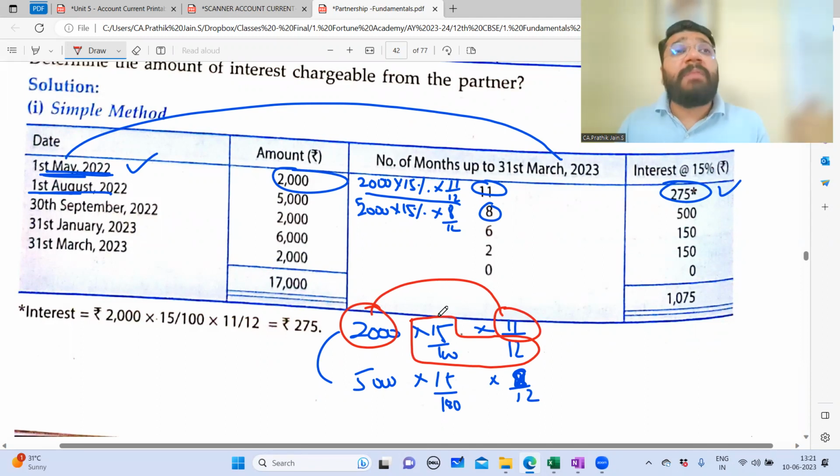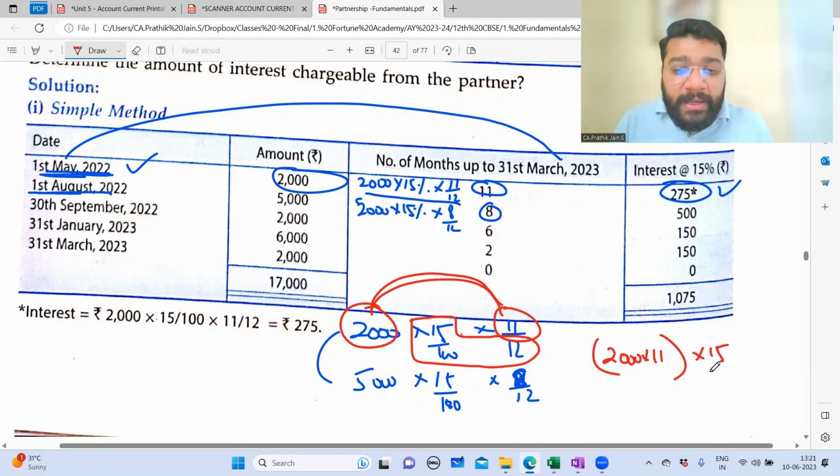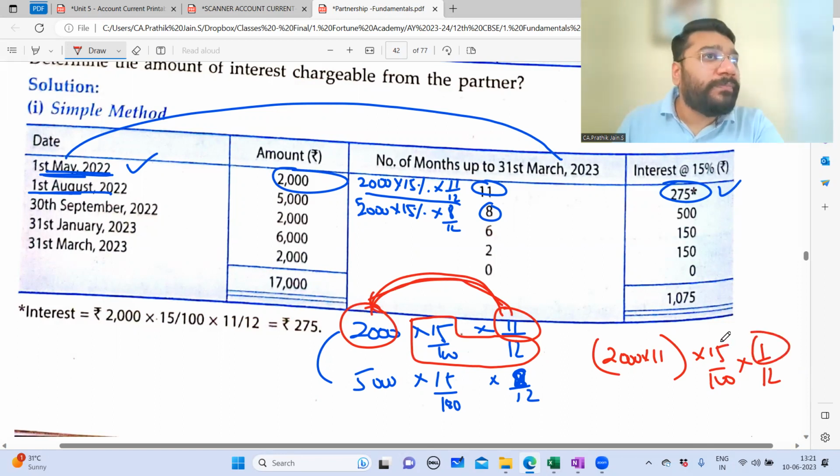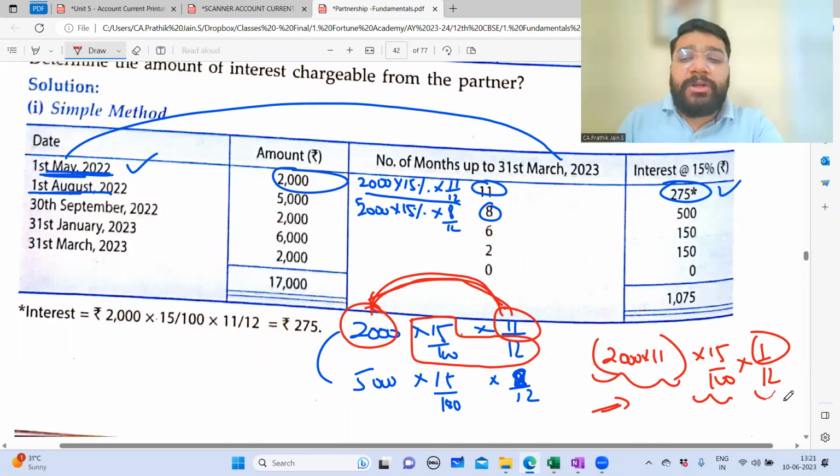That is the reason some experts came out with the concept of product method. In product method, what they did, this 2,000 and 11, they multiplied. So 2,000 into 11 when you multiply, now what is the revised formula? Into 15 by 100 into 1 by 12. So when you take this 11 to this side, if you multiply 11 with 2,000 here, this becomes 1 mathematically. Yes or no? So this formula is a product method formula. What do we say? Total product into 15 by 100 into 1 by 12.